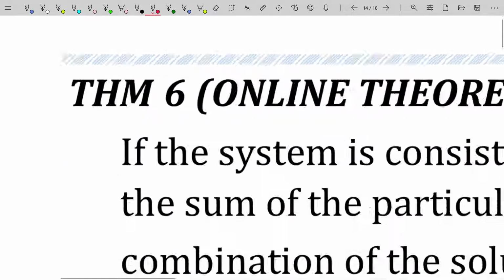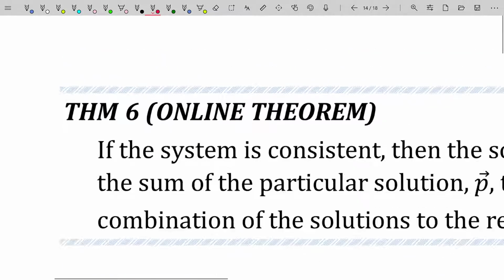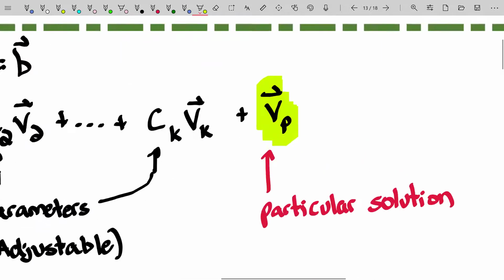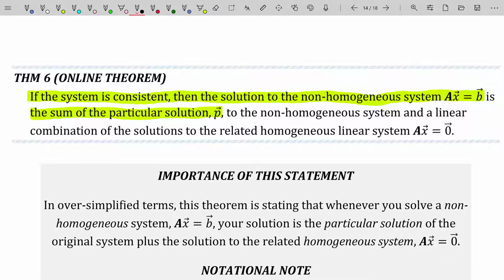So important that it is actually numbered in the text that I use, and the theorem is the following. If the system has a solution, that is, if the system is consistent, then the solution to the non-homogeneous system, Ax = b, is the sum of the particular solution, p, and actually in the previous page, I used v sub p. Maybe I should use just p here just to keep my notation consistent. So we'll just say that's the particular solution.